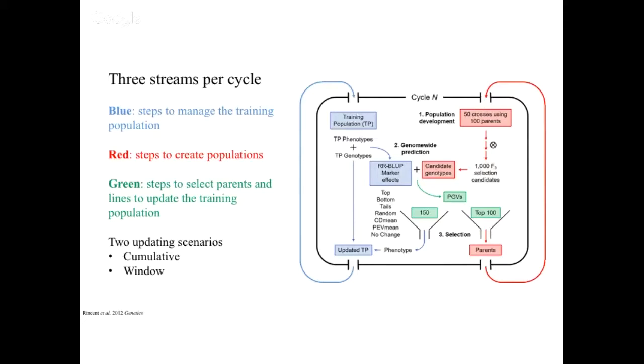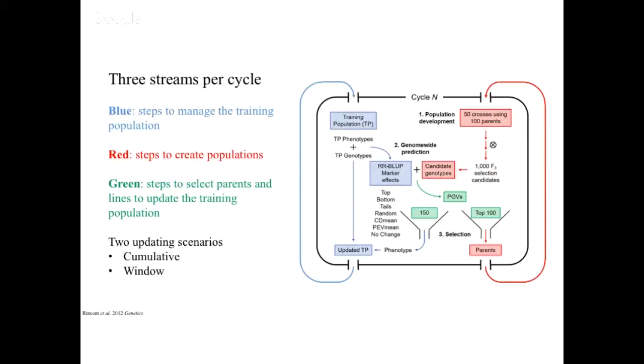In blue are steps that we took to manage the training population. In red were steps to create the populations. And in green were steps for selection. And so in blue are steps to manage the training population. At the beginning of a cycle, we have our training population. We use the phenotypes and genotypes to predict marker effects. And then at the end of the cycle, once we've updated the training population, we use that for the next cycle.